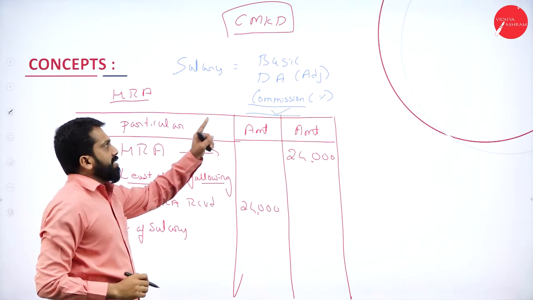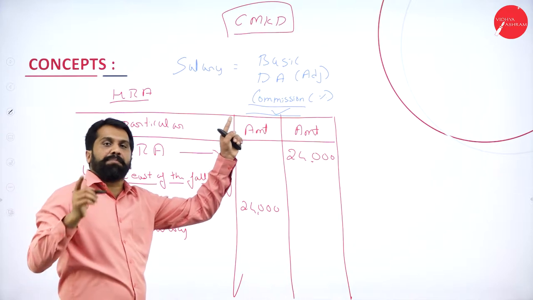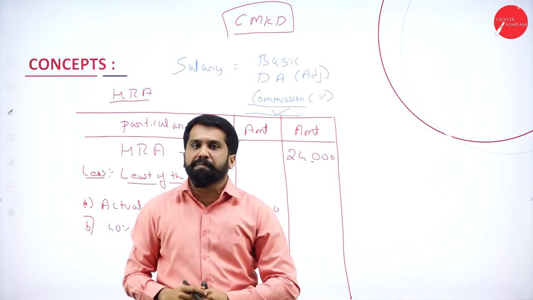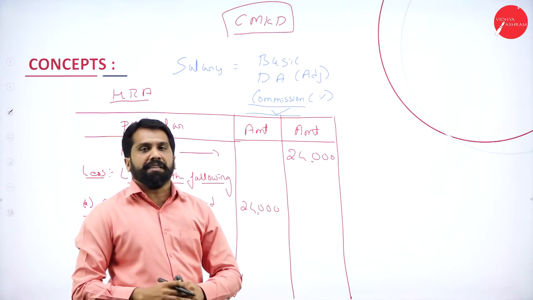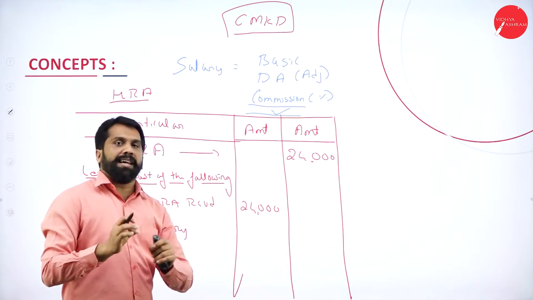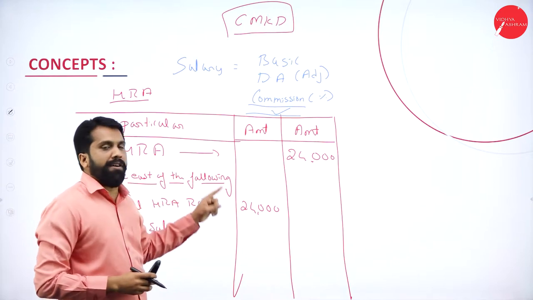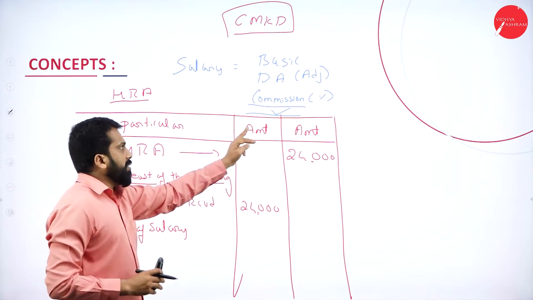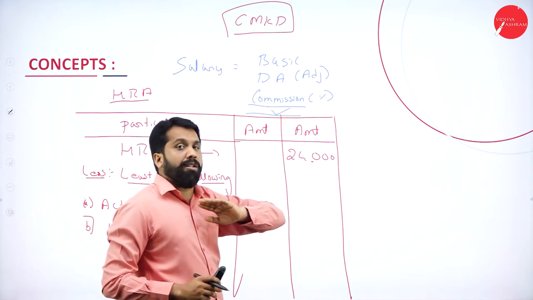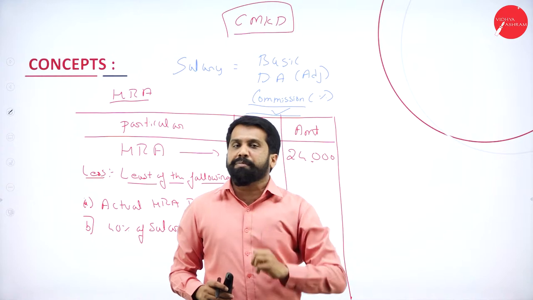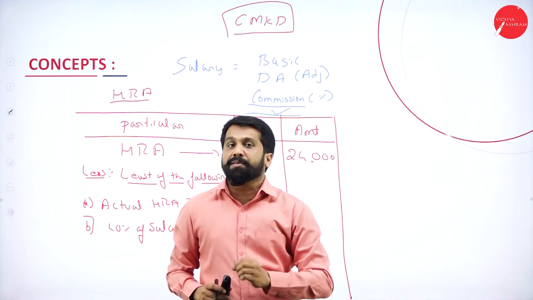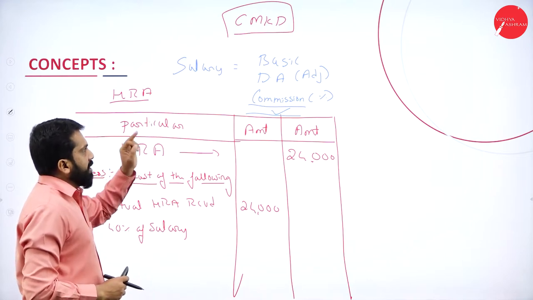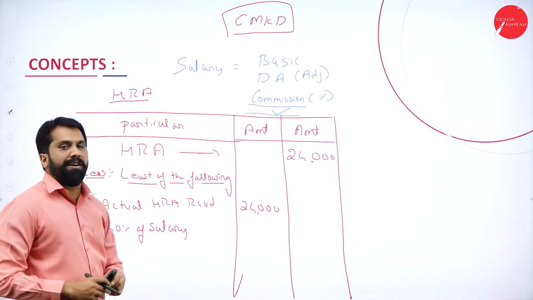Now, basic salary you have to consider. DA, in brackets they should mention that it is a part of your salary, a part of your retirement benefit. If they mention that, then only we can consider DA for HRA. Or else, we go with only basic. Now, commission, we are not supposed to take all commission. In the bracket, they should mention percentage on turnover. Then only we should consider it. Now, add everything. If you add everything, that will be your salary.